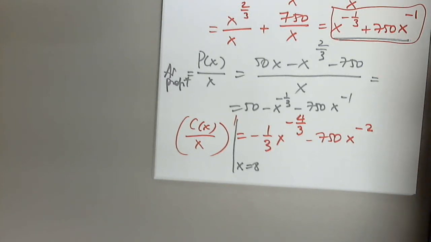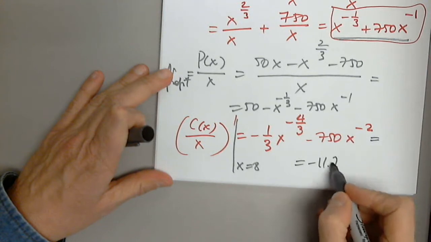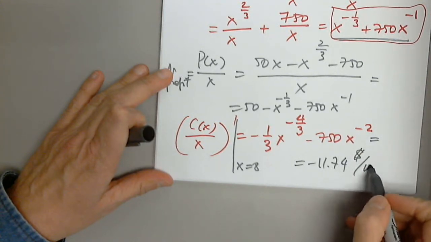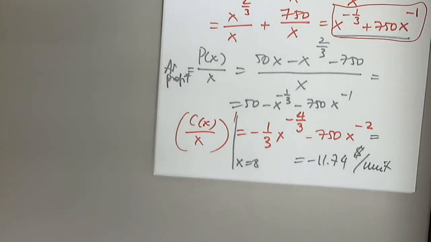And this is negative 11.74 dollars per unit. This is how fast the average cost is decreasing when we manufacture 8 units. Good. Anything else that you would like to work on?